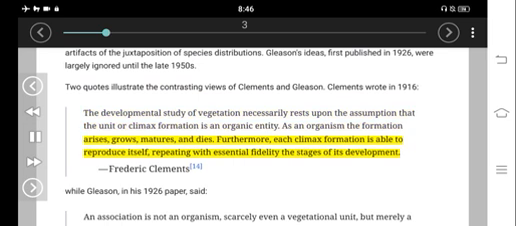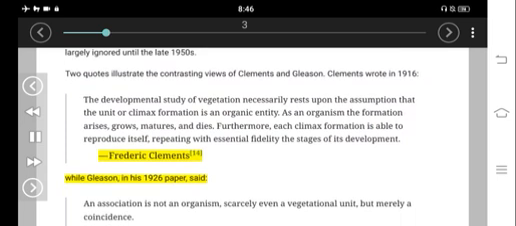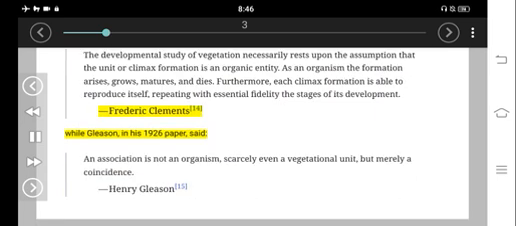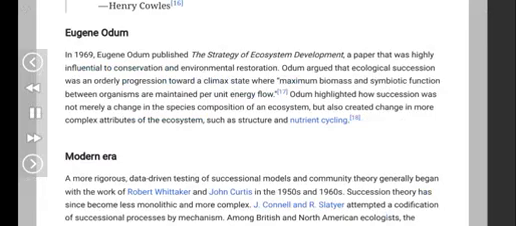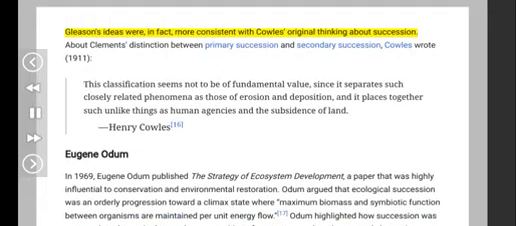Furthermore, each climax formation is able to reproduce itself, repeating with essential fidelity the stages of its development. Frederick Clements 14, while Gleason, in his 1926 paper, said, "An association is not an organism, scarcely even a vegetational unit, but merely a coincidence." Henry Gleason 15. Gleason's ideas were, in fact, more consistent with Cowles' original thinking about succession.